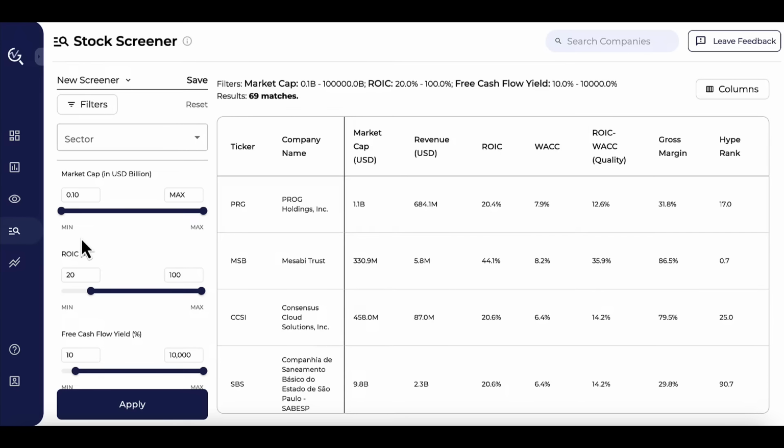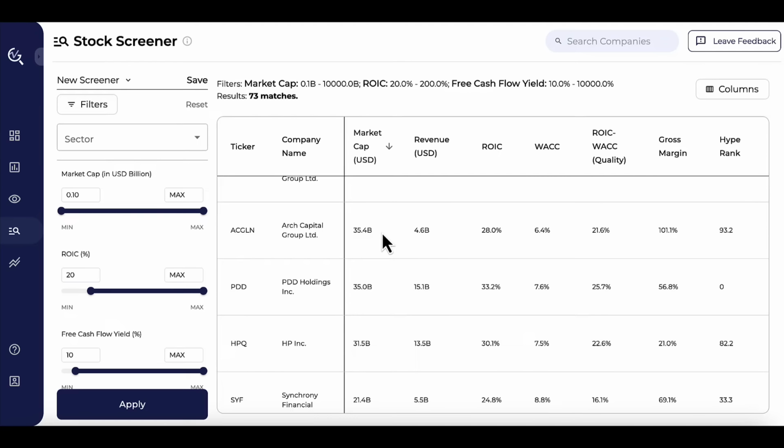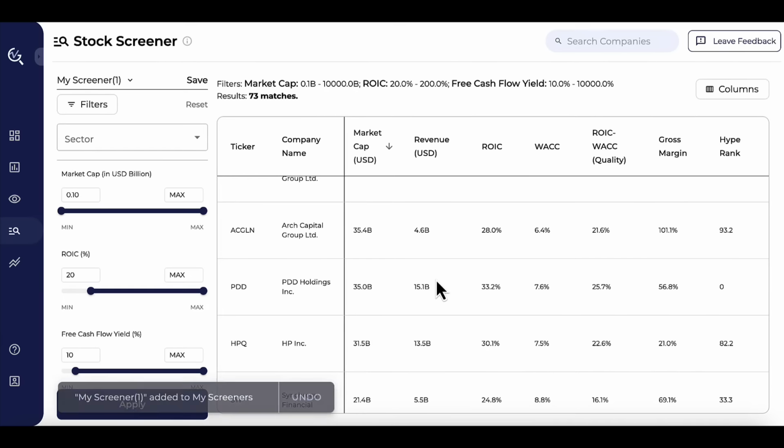Let's say market cap above 100 million, ROIC above 20%, free cash flow yield above 10%. We see that 73 matches here. So now we can go ahead, go through all of these. Whatever we're interested in, we can click on it and go back to the data visualization, or we can go ahead and save the screener so we can use it in the future to find winning stocks.